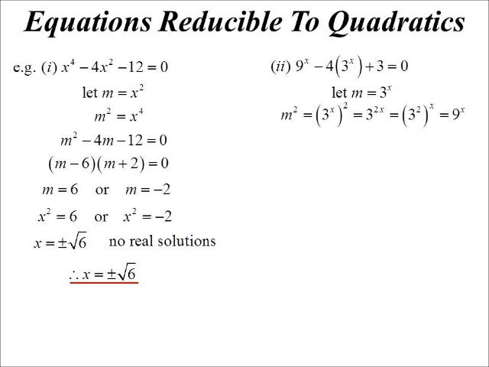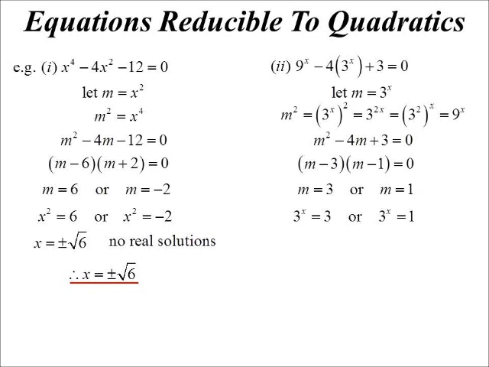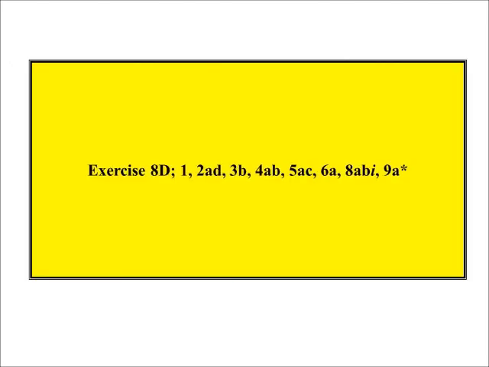So m squared minus 4m plus 3, we get two possibilities for m, 3 or 1. So 3 to the power of x is 3, or 3 to the power of x is 1, giving us a possibility, well, x is 1, or x is 0. That's really all I want to say about that one.